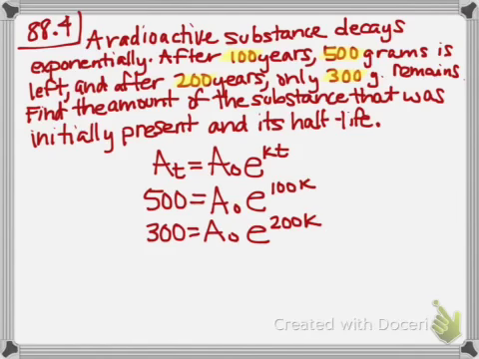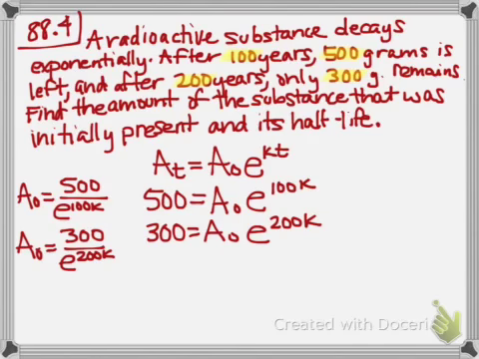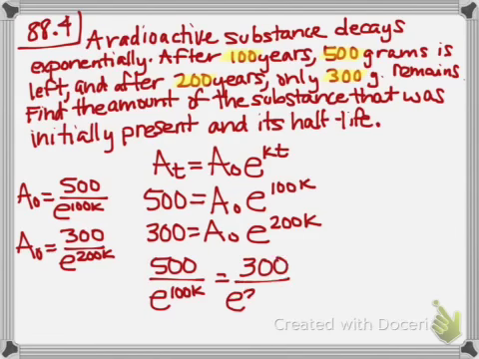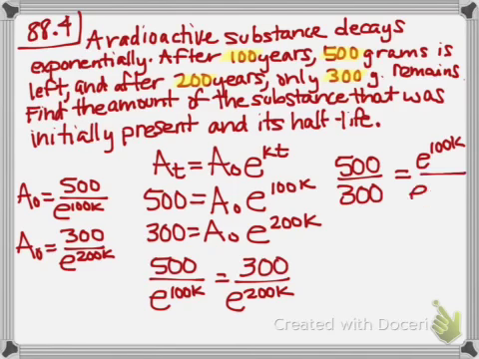So we can plug those into our equation, and now we can solve for a sub 0. So a sub 0 in the first equation is going to be 500 over e to the 100k, and in the second equation a sub 0 is equal to 300 over e to the 200k. Since they're both equal to a sub 0, they're equal to each other. And now we can multiply by e to the 100k and then divide by 300. So we're left with this equation.